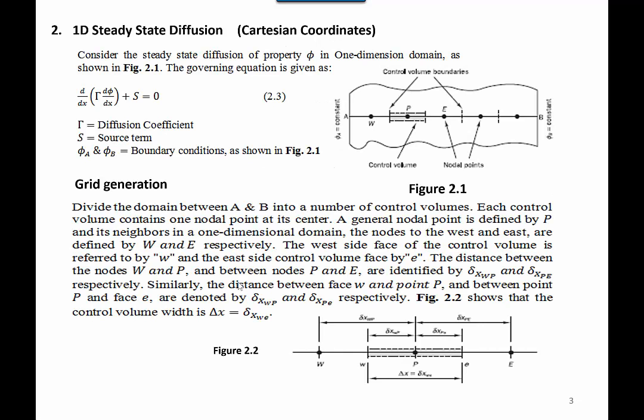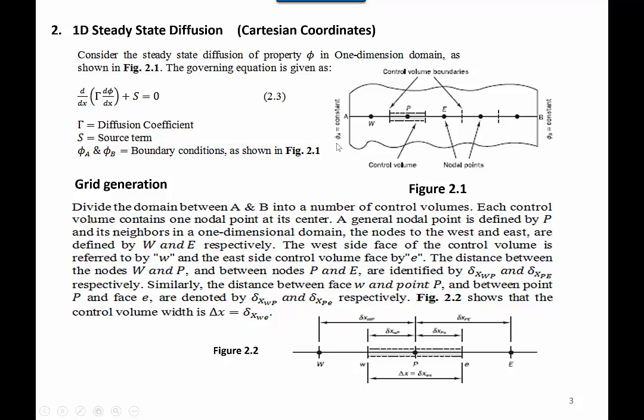So let's start with this topic, one-dimensional steady-state diffusion with the Cartesian coordinate. Consider the steady-state diffusion of property phi as given for a one-dimensional domain as shown in figure 2.1. The governing equation is shown in equation 2.3, d by dx of gamma d phi by dx, plus the source term.